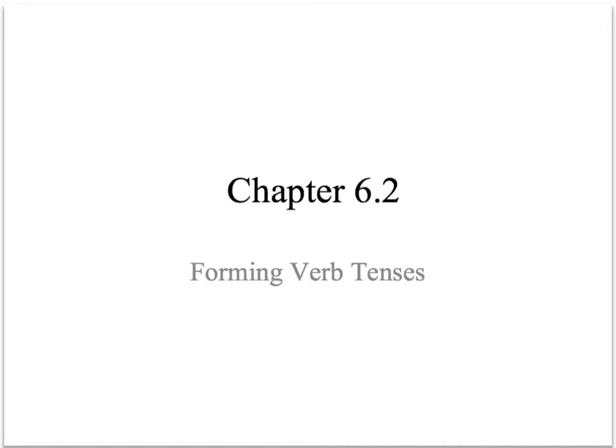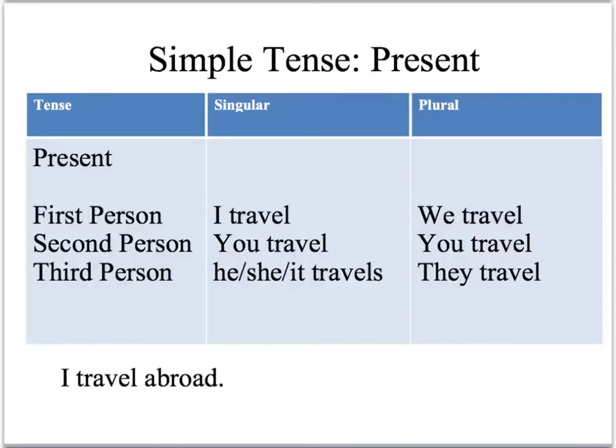Chapter 6.2 Forming Verb Tenses. Today we're going to learn about different verb forms. Action can occur in the present tense, past tense, and future tense. Essentially, verb forms are going to identify the time in which an action takes place.